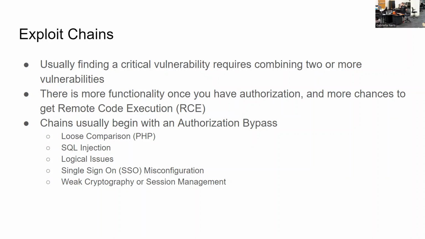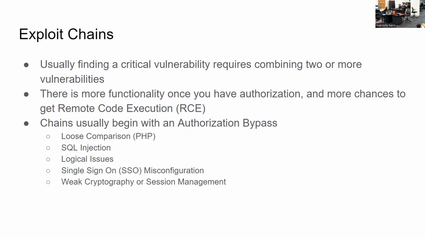So now I want to talk about exploit chains. Usually finding a critical vulnerability requires combining two or more vulnerabilities. And so one case is using an authorization bypass to get remote code execution. The reason this exists is because there's more functionality once you have authorization on a web server, and therefore more chances to get remote code execution.